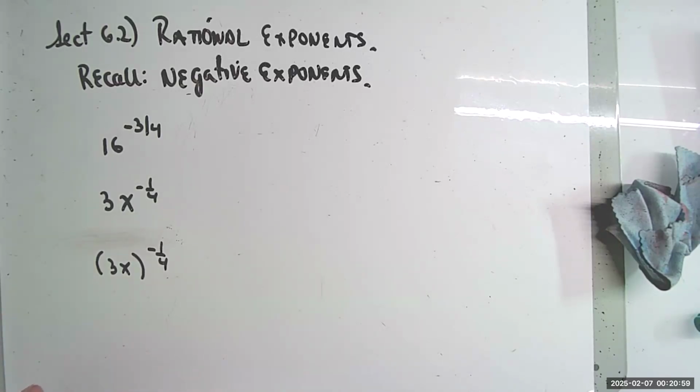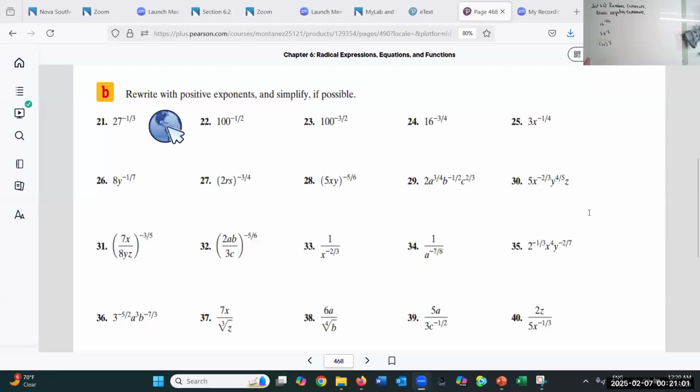Okay, let's go ahead and share this. So I have these three problems from the book. And that's it. I need to do also number 32. That is 2ab over 3c raised to the negative 5 over 6.